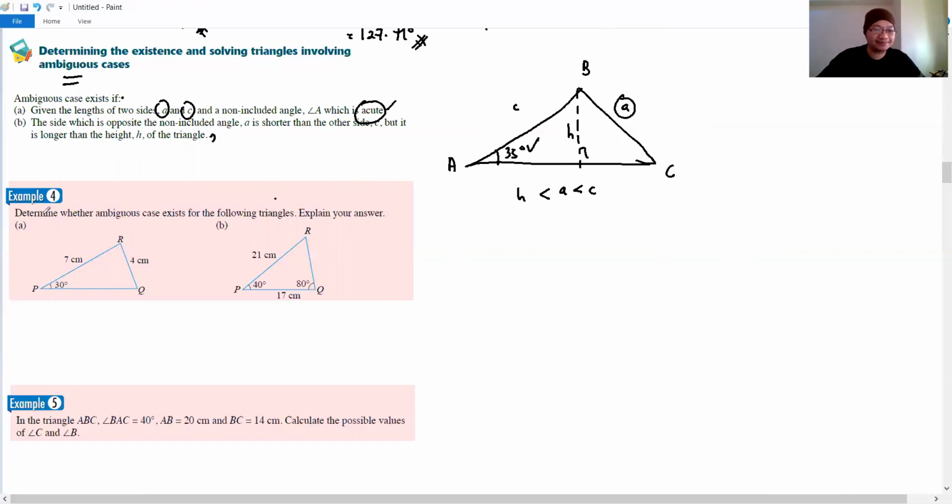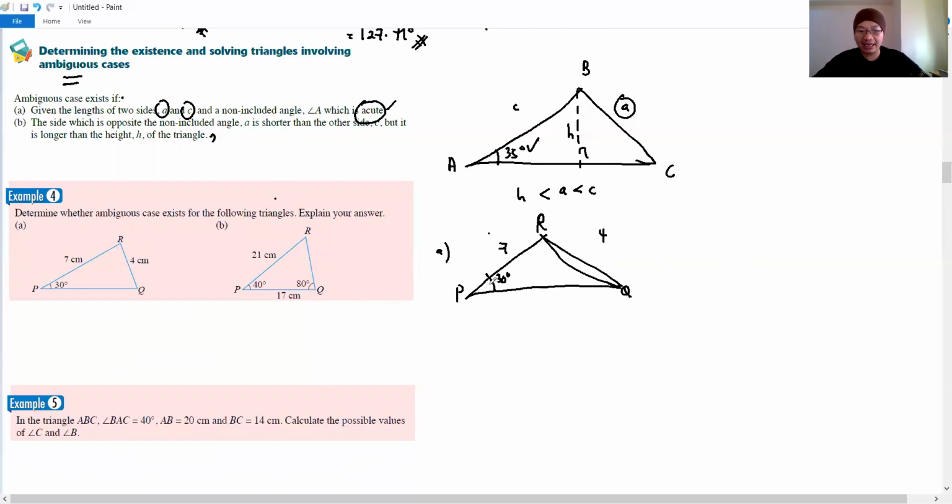All right, now let's look at example 4. Determine whether the ambiguous case exists for the following triangle or not. Explain your answer. Now look at A here, your soalan A, we got it like this. Sorry, my triangle tak cantik. So we got P, R, and Q here. This is 7, this is 4, and this is angle 30 degrees. Okay guys, you want to find whether this triangle has an ambiguous case or not?